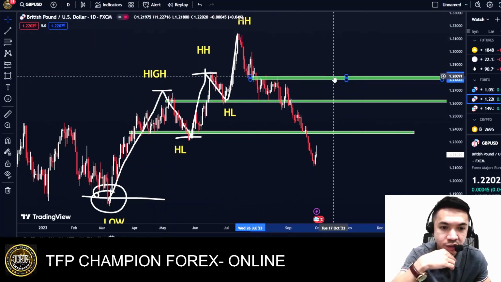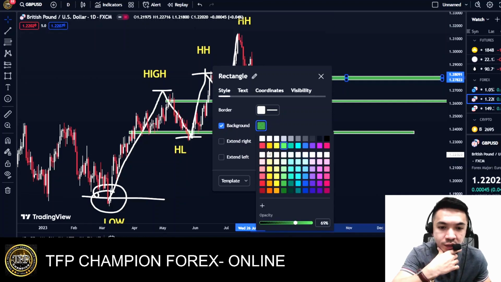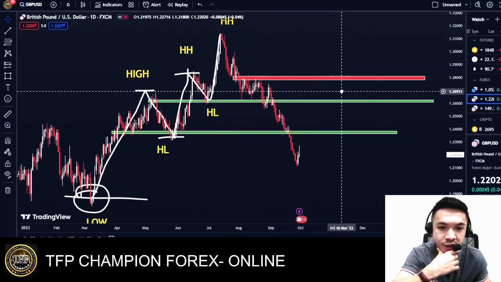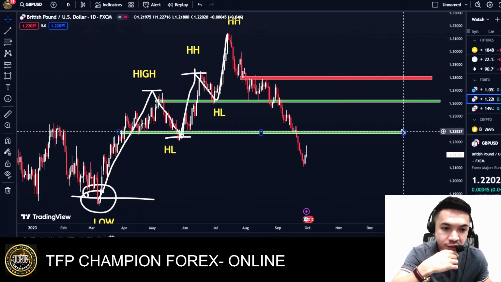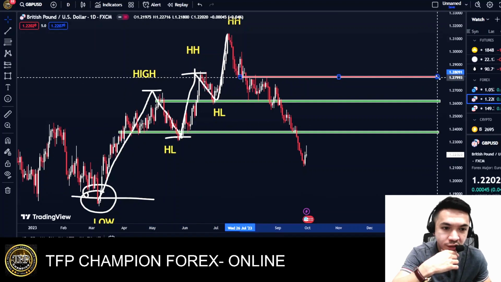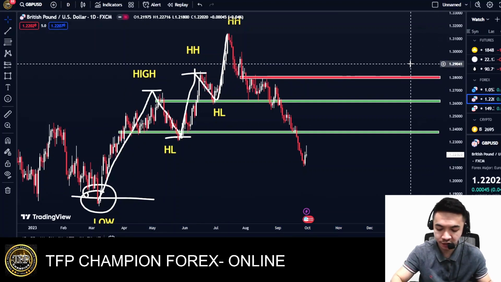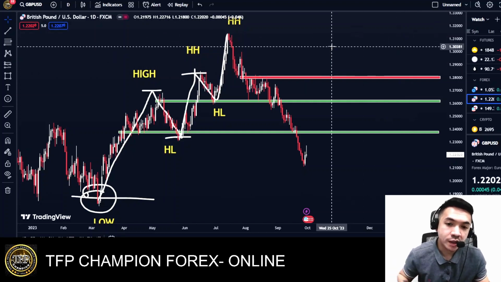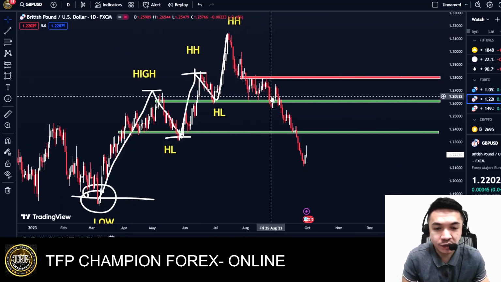I'll just change this color to red, para mas madaling ma-identify. Alright, so it's just simple, some basics. If you don't know yet how to plot your support resistances, ano nga bang support and resistances? Support and resistances is just multiple reactions at a certain level. Ibig sabihin niya, nanggaling na yung price dito, so and so forth.